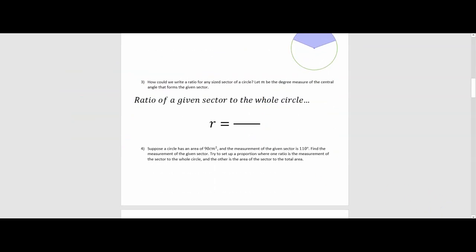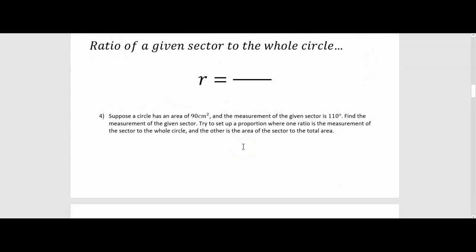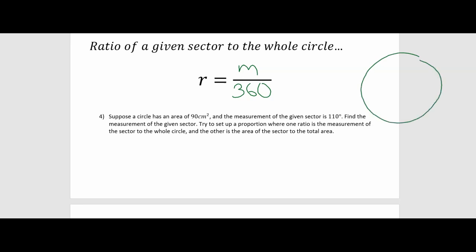We're going to look at number 4 now. So it says, suppose a circle has an area of 90 centimeters squared. So the whole circle's area is 90 square centimeters. And the measurement of a given sector is 110 degrees. So essentially we have a circle here, and this angle right here is 110. That's for the sector that we're trying to find the area of.